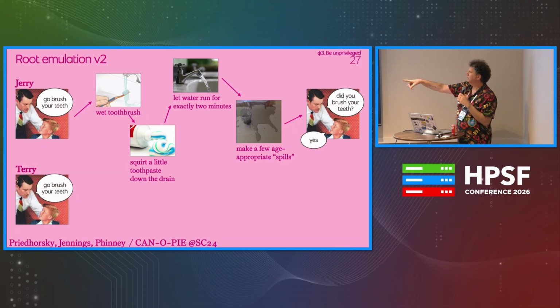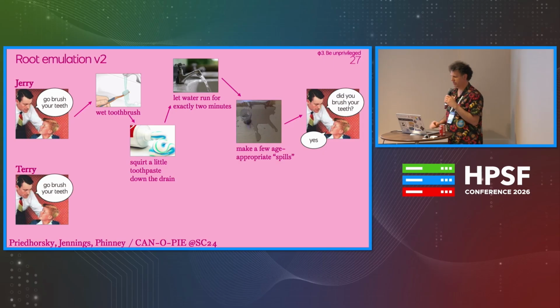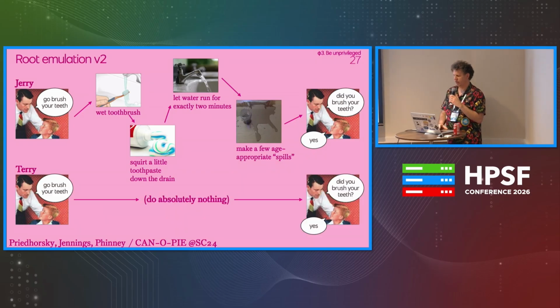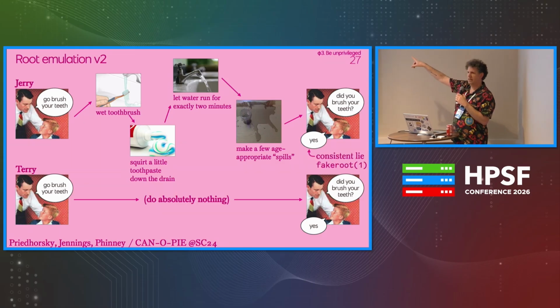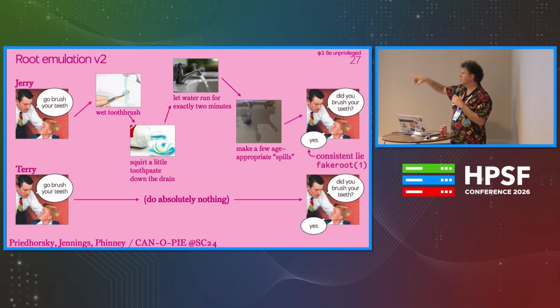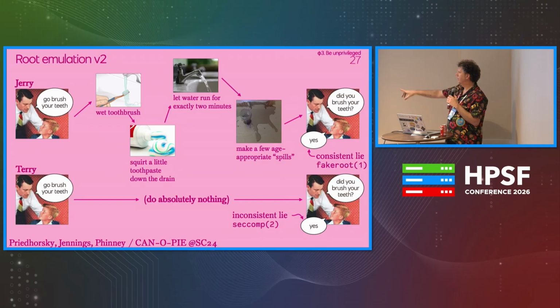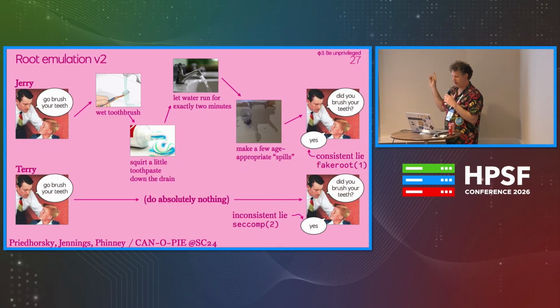Okay, right. So let's talk about Terry. You tell Terry, go brush your teeth. Terry does nothing. You go back, did you brush your teeth? Yeah, sure, I did it. These are consistent lies, right? Because there's evidence. These ones down here are inconsistent lies. So then, how do we get back to the root emulation, right?